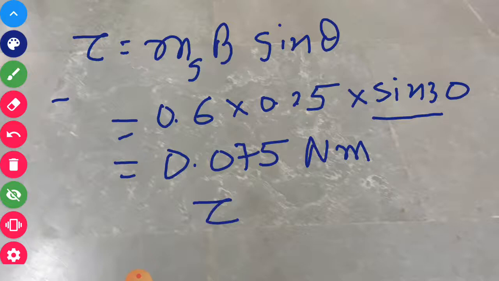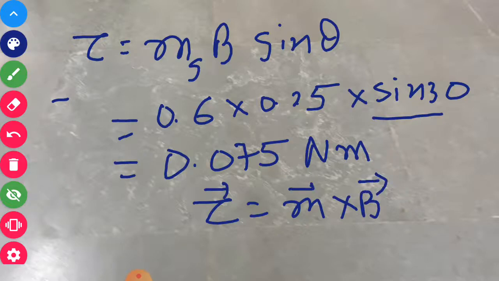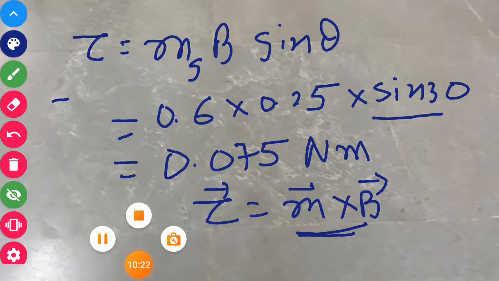Okay, because torque is equal to M cross B, the direction of the torque can be found by taking the cross product, using the right hand screw rule, and it is along the direction of M cross B. Okay. Now we shall move further.